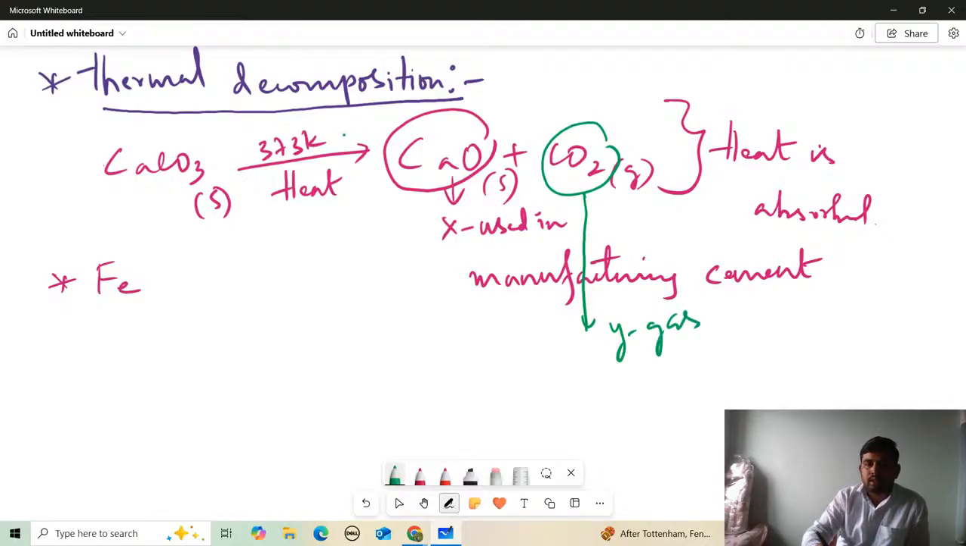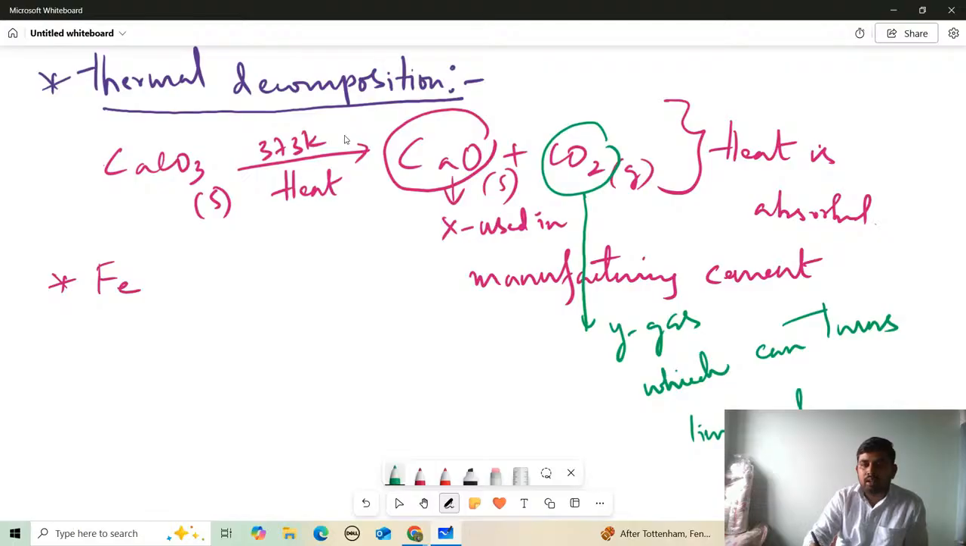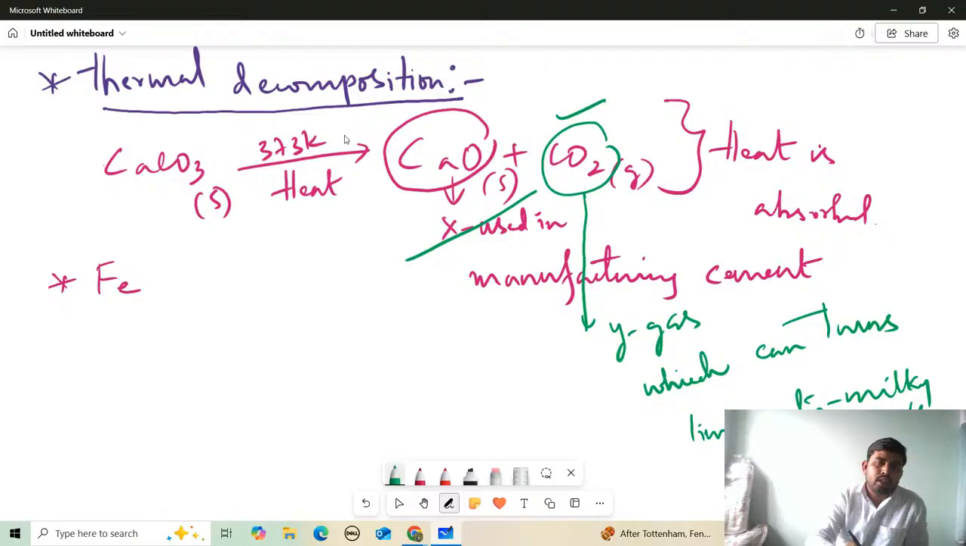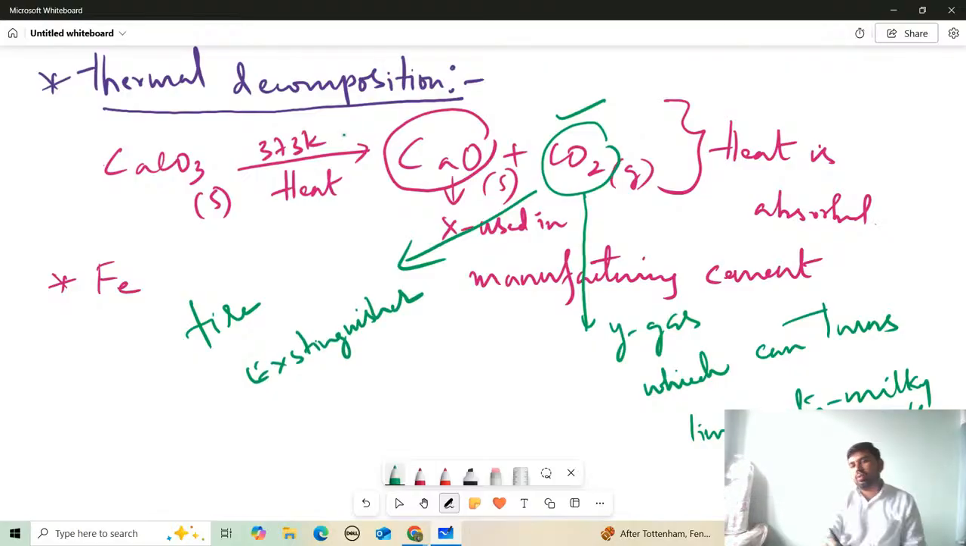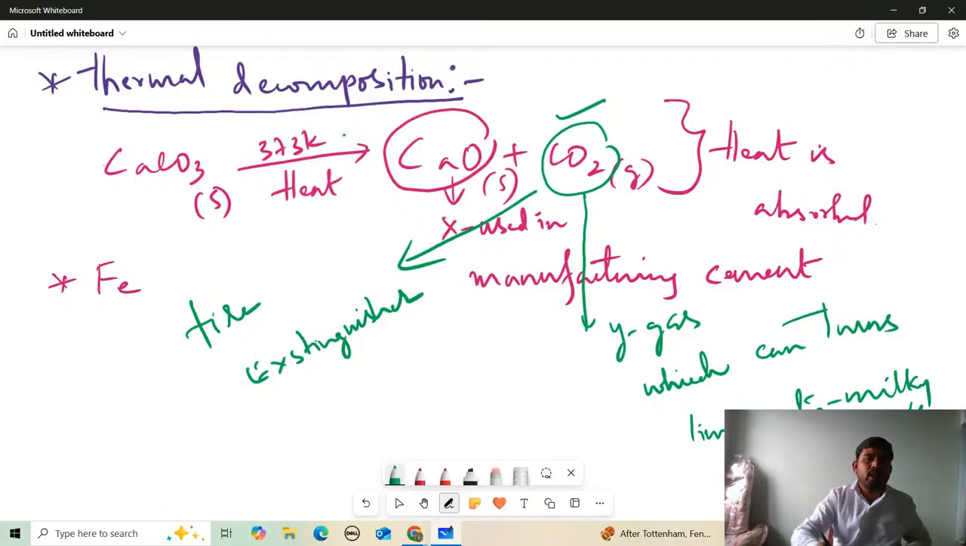Y gas is produced, which turns lime water milky white. Which gas turns lime water milky white? Carbon dioxide. Or they can say it will extinguish fire, it is used in a fire extinguisher. Which gas is used? So these are the kinds of hints they can give about carbon dioxide, and about calcium oxide.